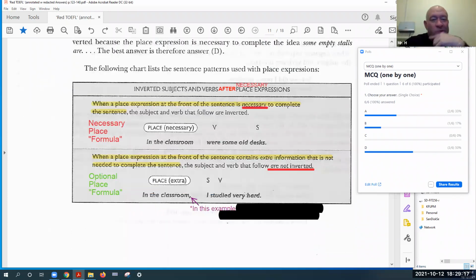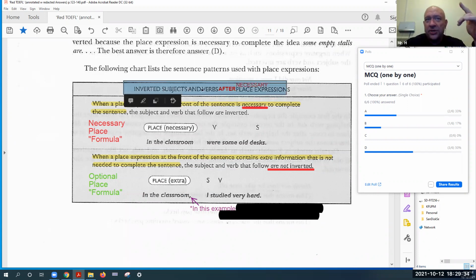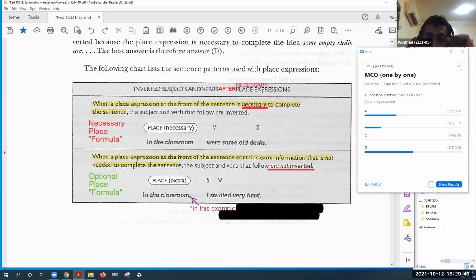Let's go down to the chart here. Can you read this, Ahmed? What does it say here in the chart? Now, I want you to notice that I changed something in the title. What is included in the title? Inverted subject and verbs after necessary place expressions. Yeah, this is the key. It's not any place expression, because sometimes the place expression is just optional.